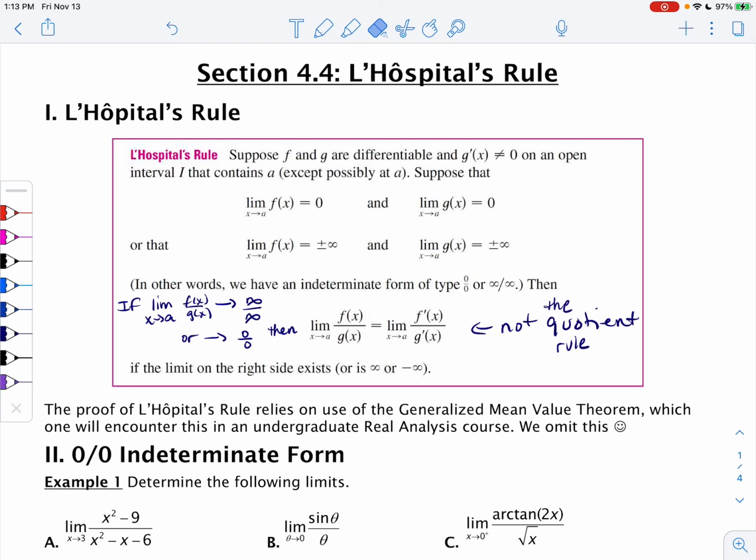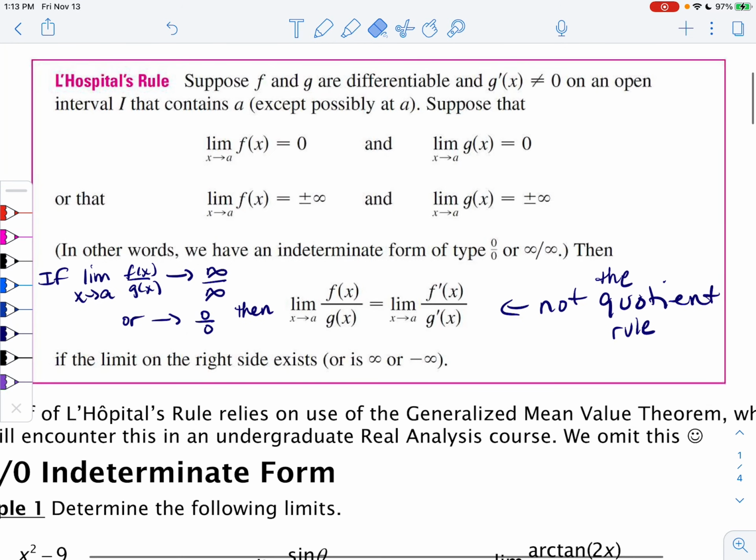And so remember, if the limit you're taking is tending towards infinity over infinity or 0 over 0, then you can apply the rule. The rule of L'Hopital is that the limit of your quotient is going to be the limit of the derivative of the numerator over the derivative of the denominator. And please note that that is not the quotient rule for derivatives.